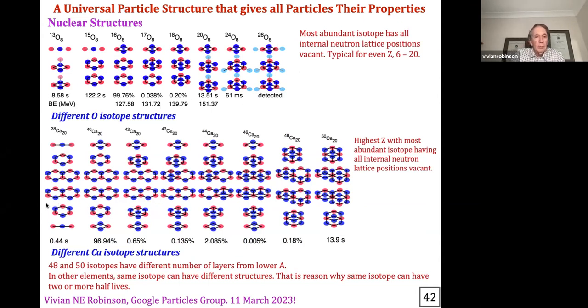Calcium is an interesting one, for two reasons. First of all, it's the most abundant isotope. It has all of its neutron lattice positions vacant in this 6-layered structure.